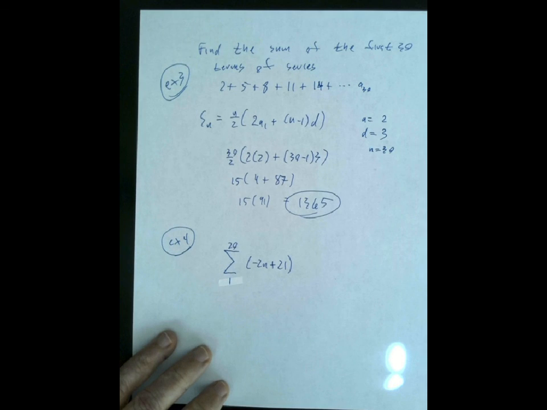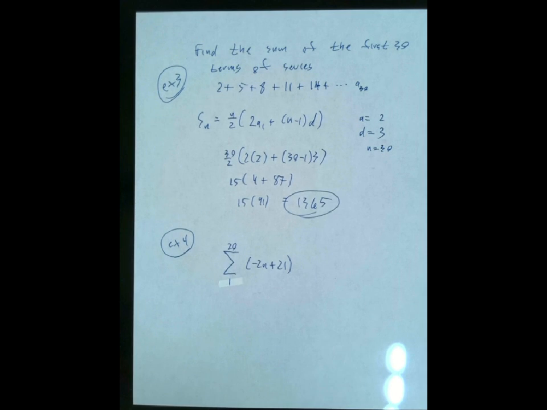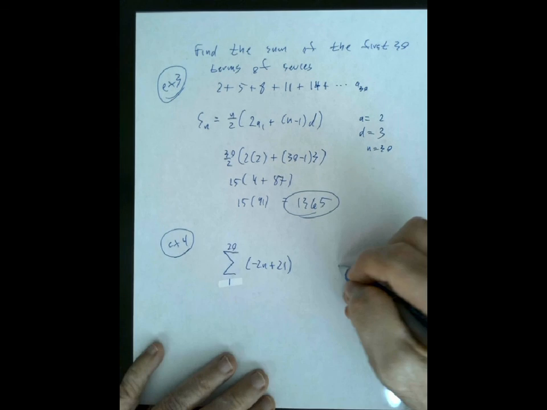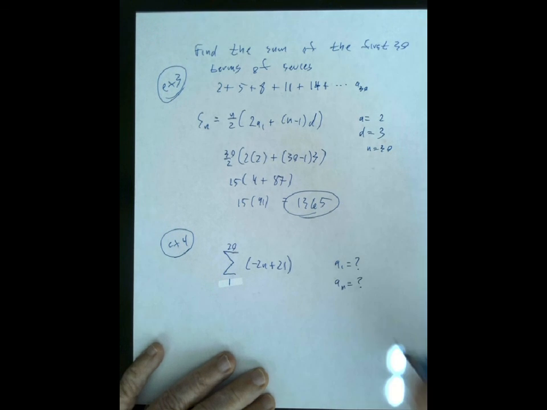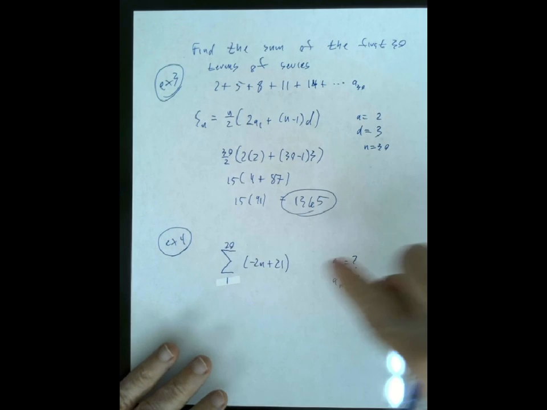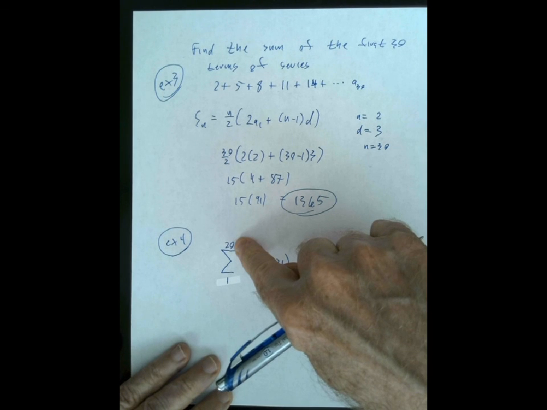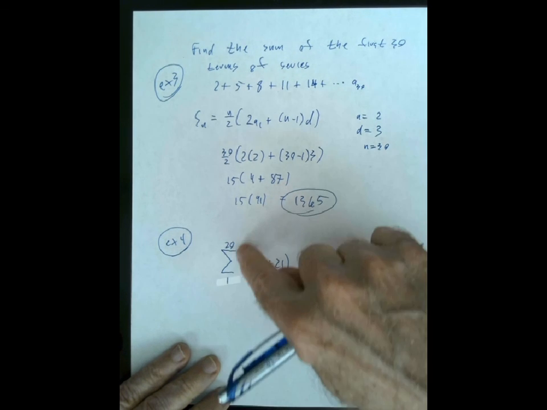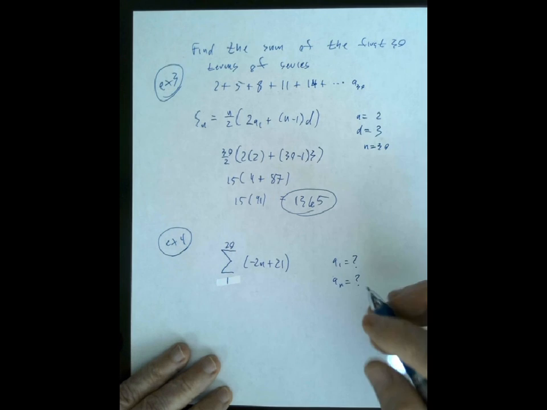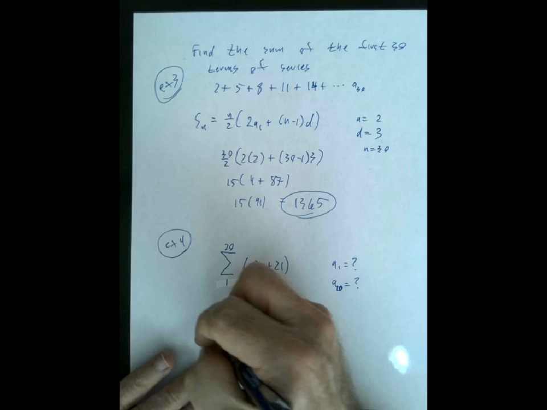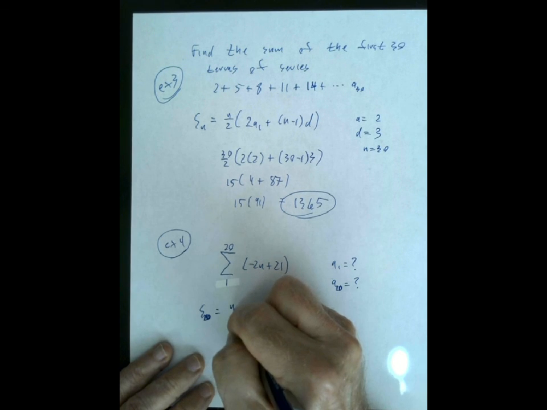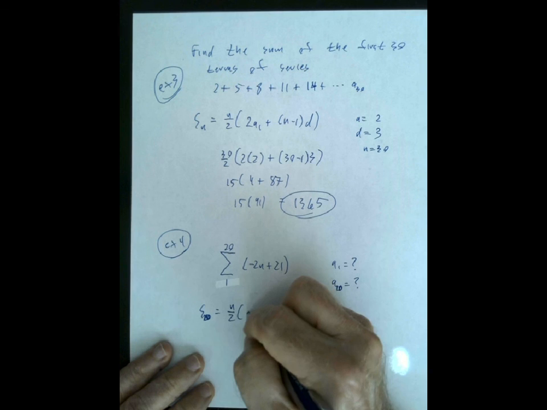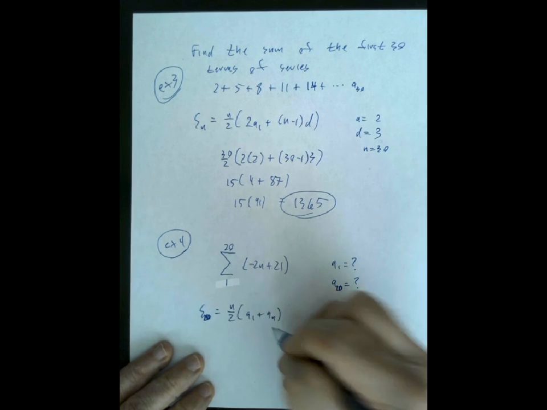Well, again, if we want to use our first formula, we need to know the first term and the last term. The first term is a sub 1. In this case, since we're going to add up the first term up to the 20th term in the series, we really want a sub 20 there. We're going to use this formula here for the first 20 terms in a series: n divided by 2 of a1 plus an, right?